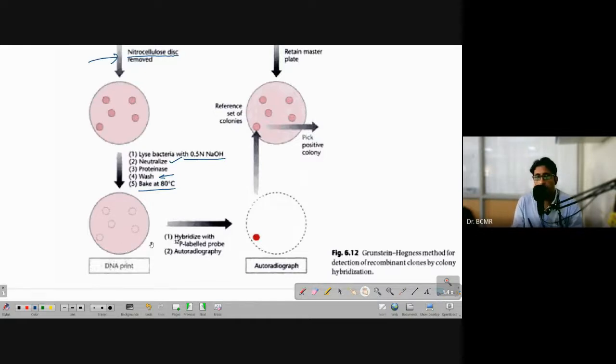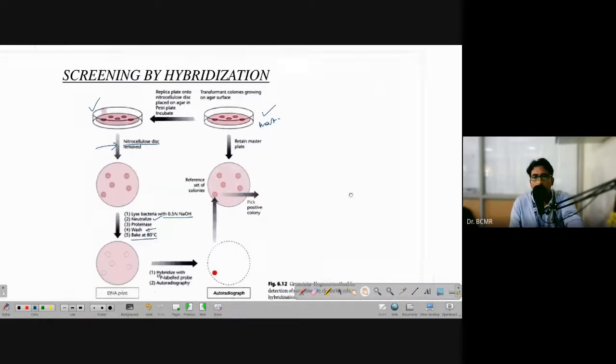Then we are going to add the probe, which is usually a radio-labeled probe, and then we will perform autoradiography. In the autoradiography, if one of the clones has the gene that we are looking for, it will give the signal. Using that spot, we will check the reference colony on the master plate, and then we will take it as a positive colony for further characterization. Okay, so this is called colony hybridization.